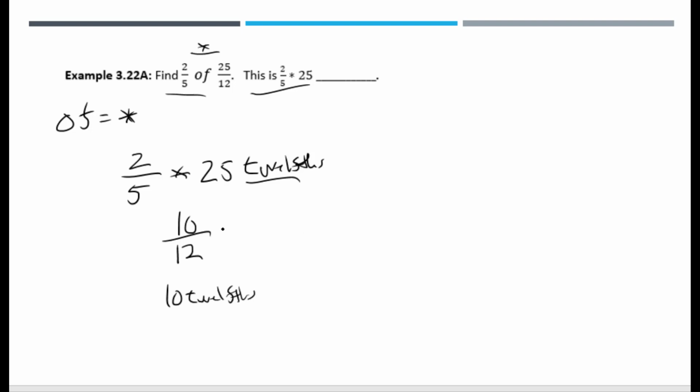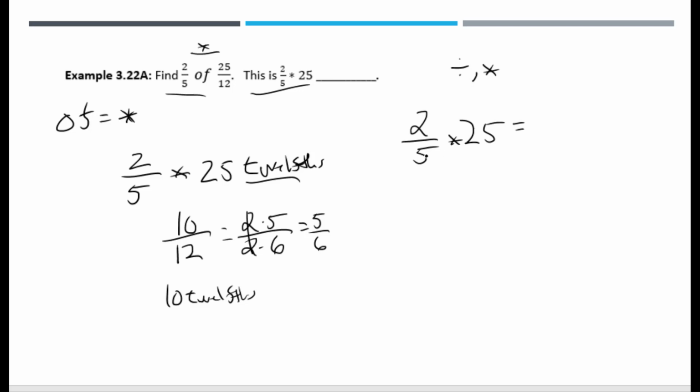I can reduce this by recognizing they have a common factor of 2. So this would be 2 times 5, and this would be 2 times 6. 2 divided by 2 is 1, so it cancels, because 1 times any number is itself, and reduced it's 5/6. So that's the way you can do it. And here is 2/5 times 25. And again, it's a combination of division and multiplication. 25 divided by 5 is 5. 5 times 2 is 10.